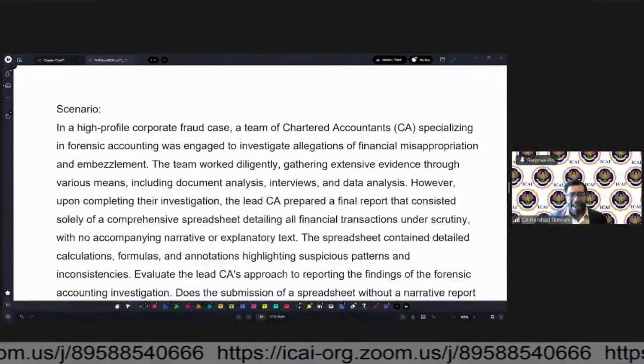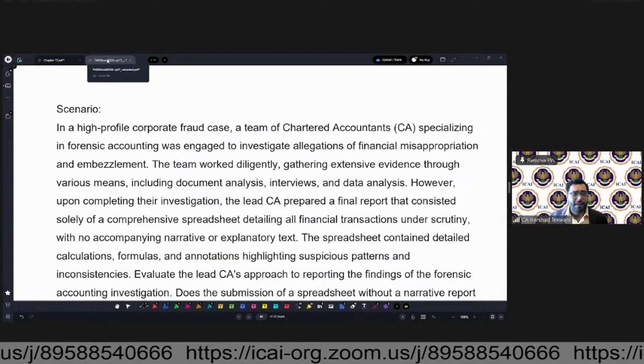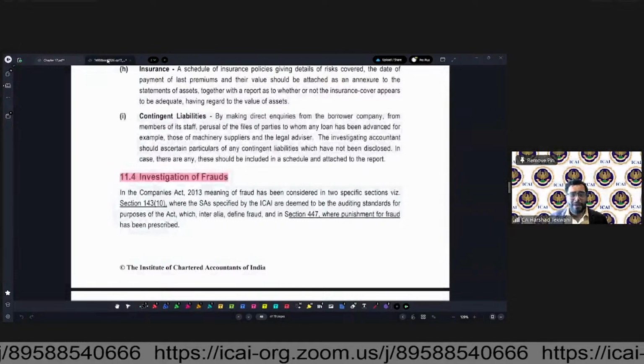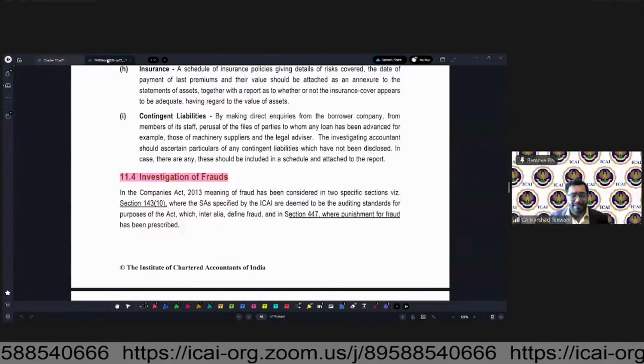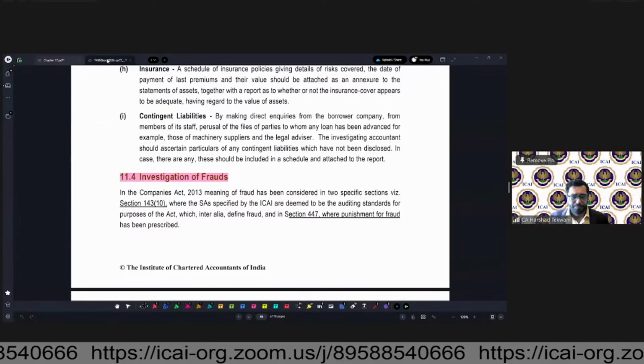Clear? Any doubt till now? So this is how the forensic accounting engagement is required to be done. We saw the detailed step-by-step analysis over here. Sir, Abrakesh.